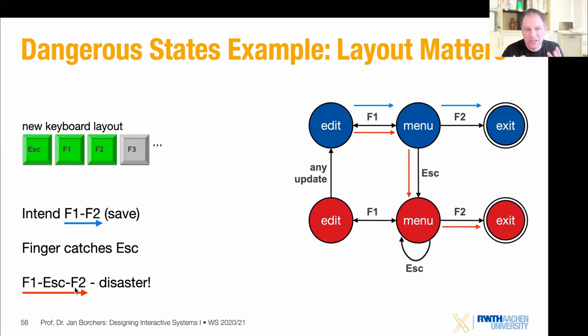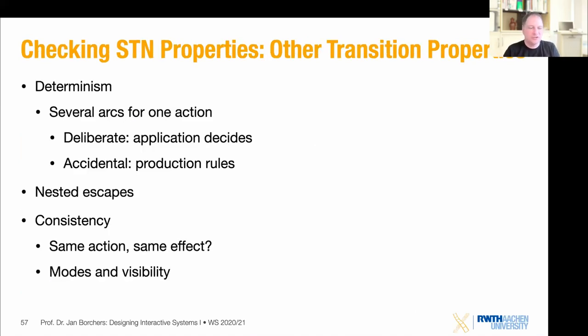So you see, the layout of the keyboard here actually matters, but you can analyze this whole situation by drawing a carefully thought through state transition diagram. That's the whole point here. There are more properties you can check in state transition networks.